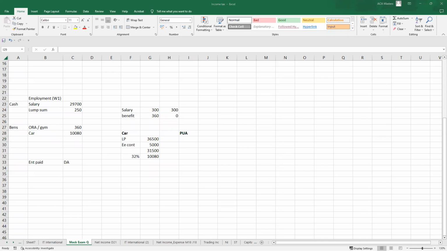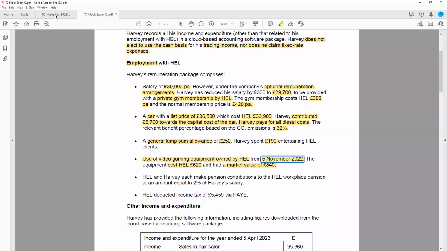So we were told that the market value was 840 for the gaming equipment. We know that the annual benefit, you could do it either way, you could take the 20%, and then we would take the 5 months. So we know per year he would be taxed on this amount, and then we would divide by 12 and times by 5. So then we've got the private use asset here. So again, that's another particular rule there that we've got for private use assets. We've got the 20%.